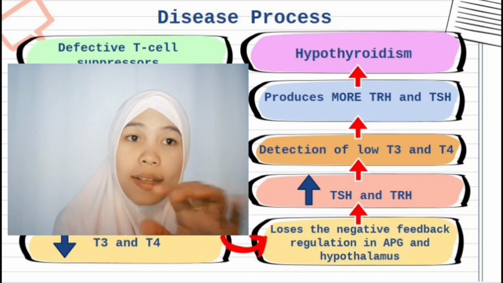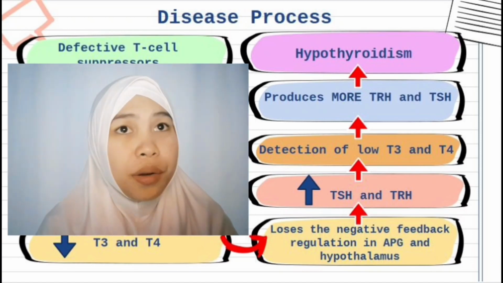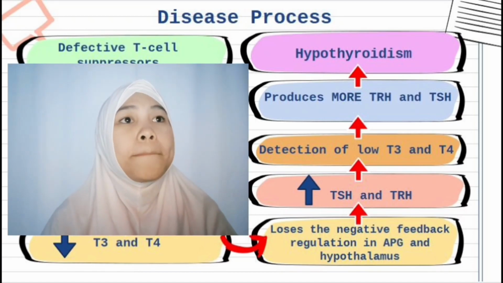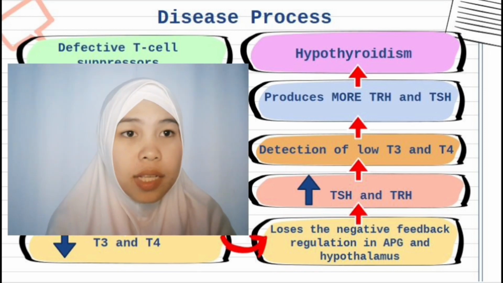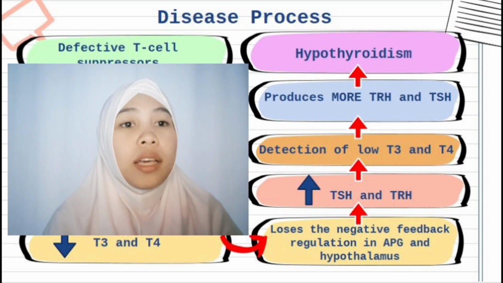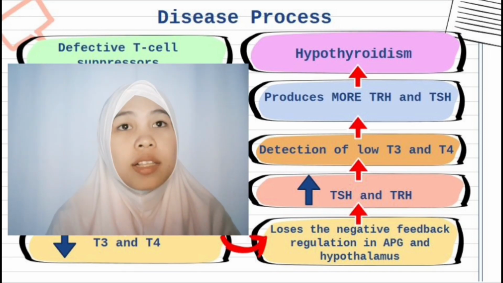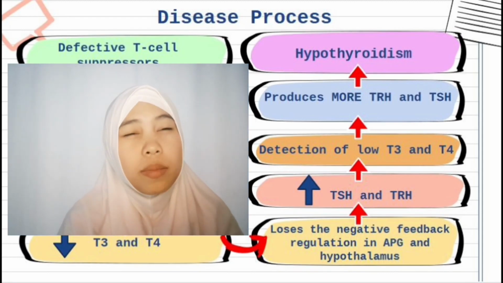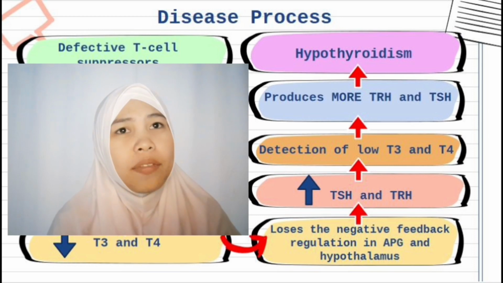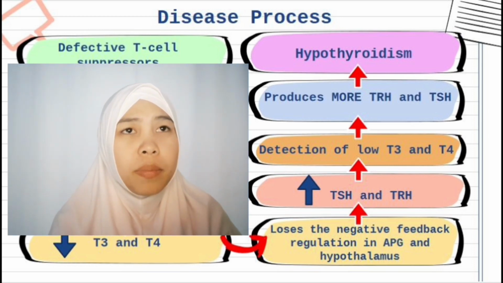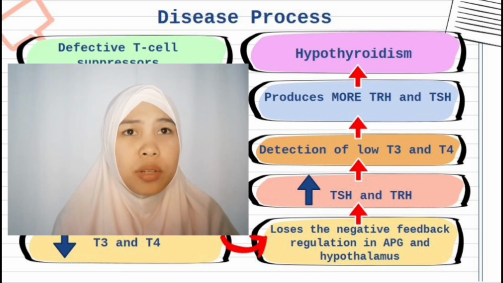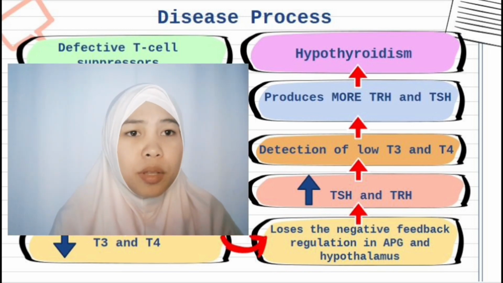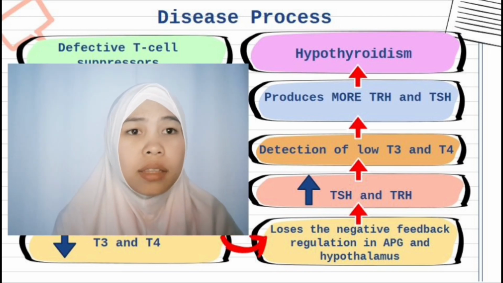So if you are asking whether hypothyroidism is the cause of Hashimoto's disease, it is the other way around. Hashimoto's disease can cause hypothyroidism. Hashimoto's disease is an autoimmune disorder. You can have hypothyroidism even without Hashimoto's disease, but if you have Hashimoto's disease, you will develop hypothyroidism.